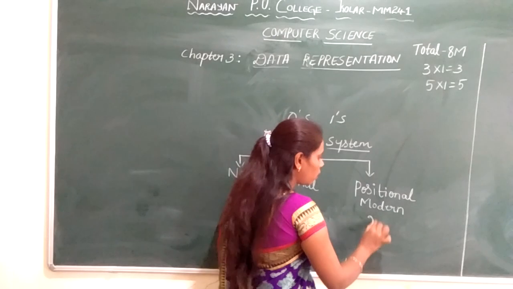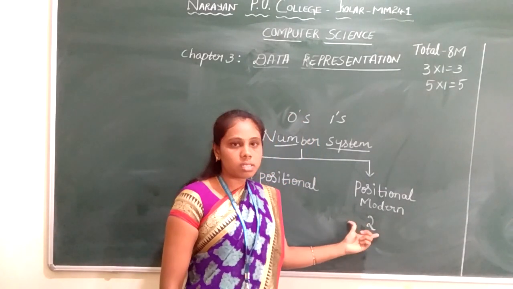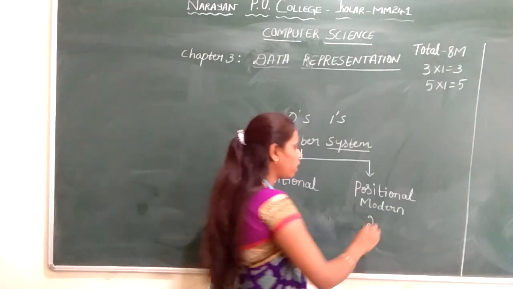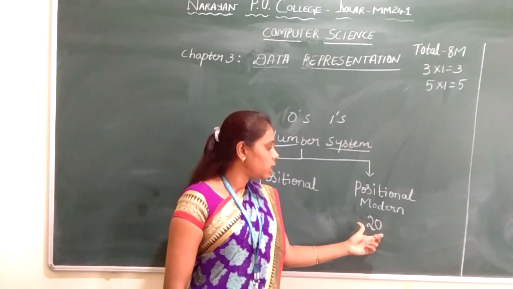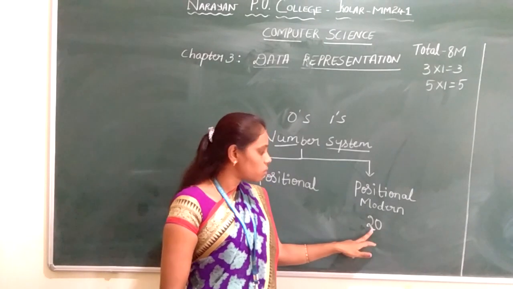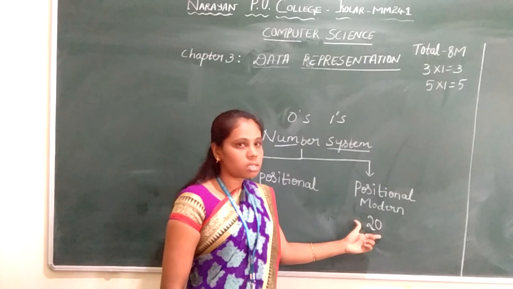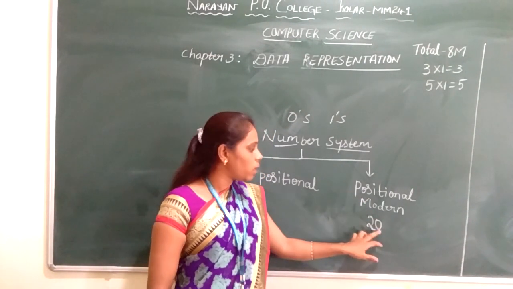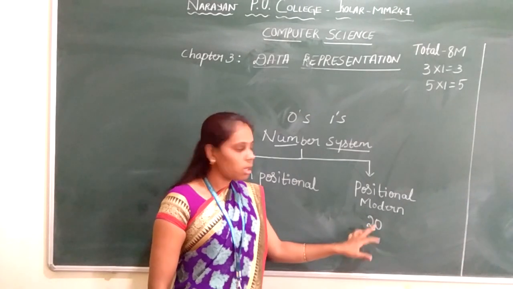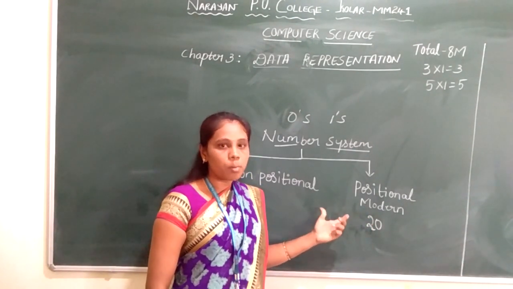Suppose I consider 2 as an example. This is in the units place, so its value is 2. If I write 0 after it, the value of 2 is changed to 20. Why? Because 2 is now placed in the tens place, so it is known as 20. So in the positional number system, the value is mainly dependent on its position. If I change the position, the value will change according to its position.